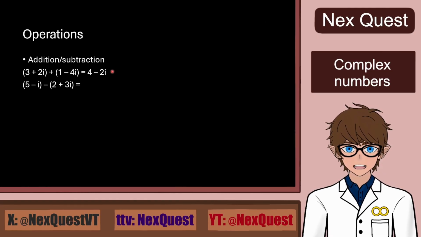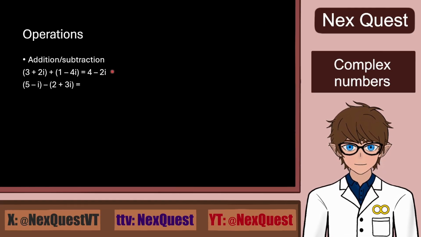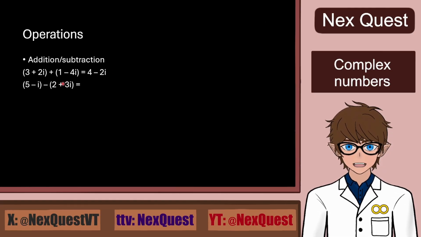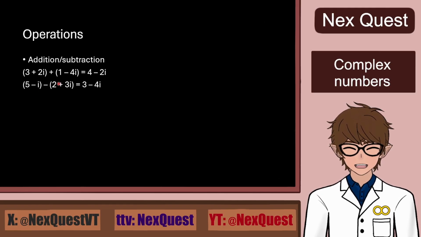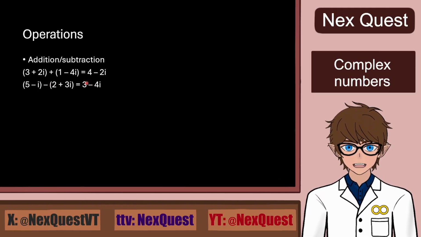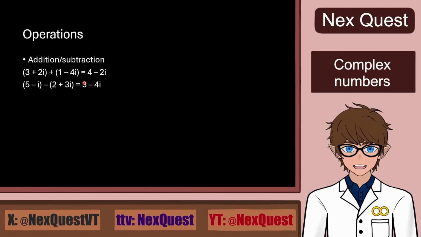For our next example, we have 5 minus i minus 2 plus 3i. We take 2 from 5 and 3i from minus i, which gives us 3 minus 4i. This is basic addition, basic subtraction. There's nothing more complicated, just treat i as a variable in these examples, and that's it.